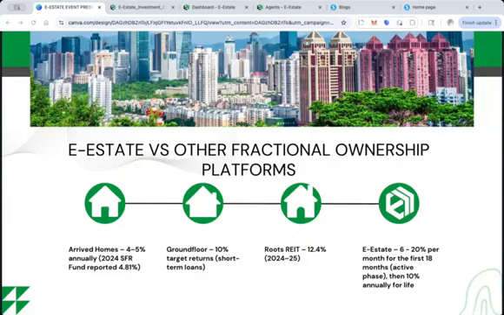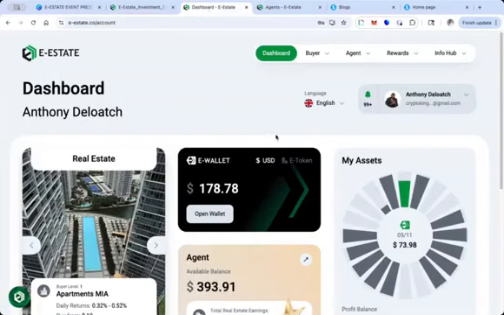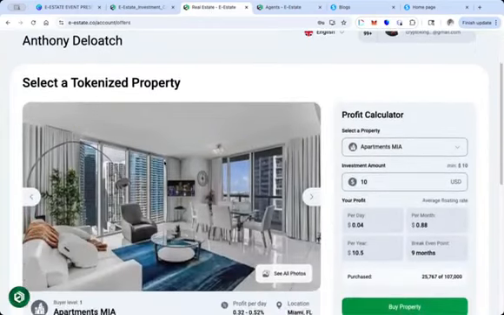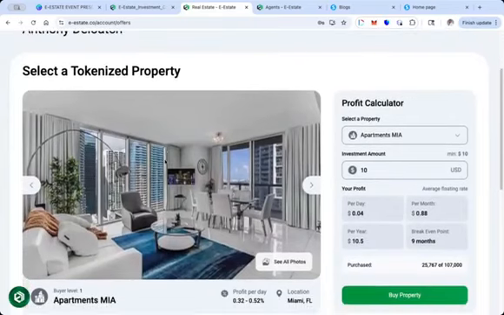Now, I want to shift gears really quick because I want to go onto our platform and show you more of the properties that we have access to through eState. So if we go into the real estate here, let's go and show you these properties, all right? So here's one property that we have, that property in Miami that Mike Hamilton did the walkthrough of. This is an incredible property. I love it. I think this is amazing that we have access to this.